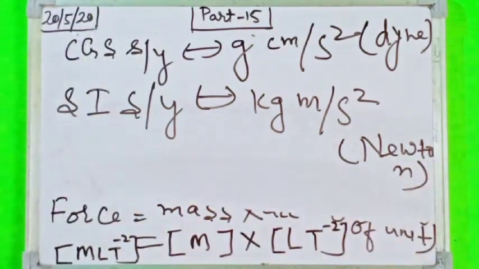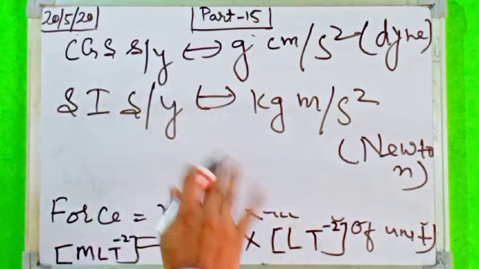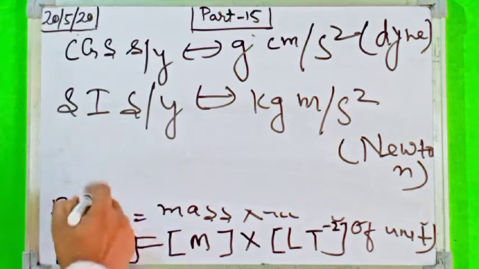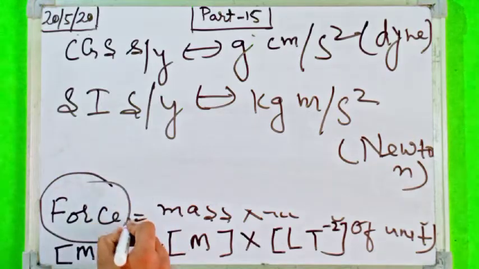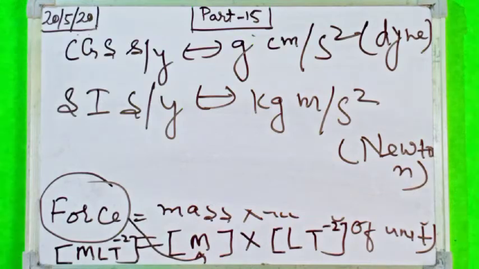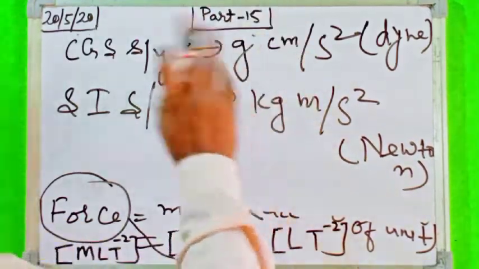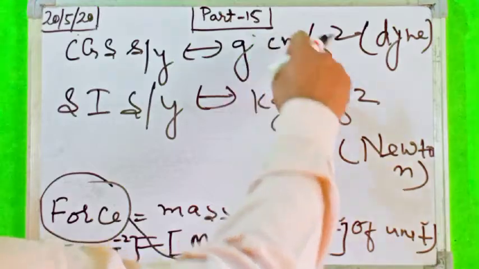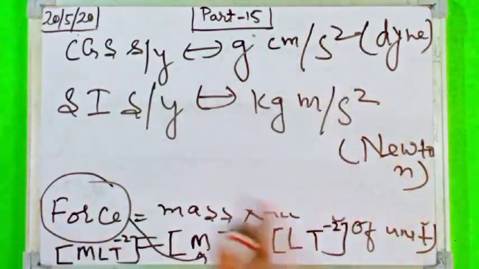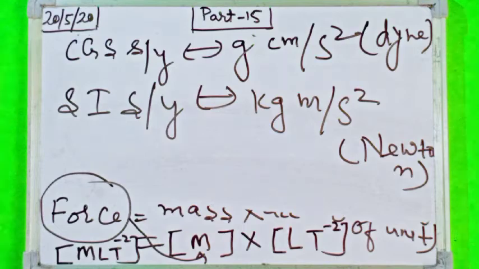If you know the dimensional formula, we had expressed the physical quantity in terms of fundamental units, and there is a defined unit for each fundamental quantity. Mass has gram for CGS, kg for SI. Length has centimeter for CGS, meter for SI, and time has second in both cases. So similarly, we can find out the unit also. It is called Newton.